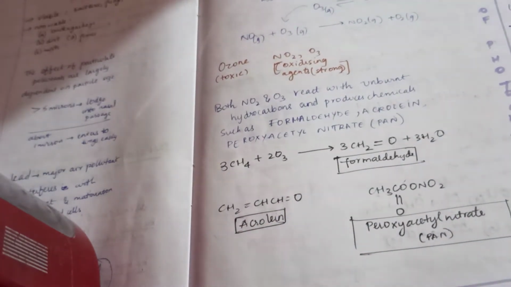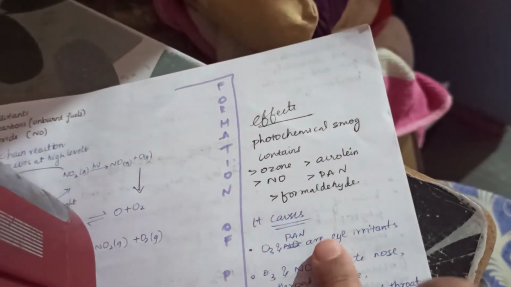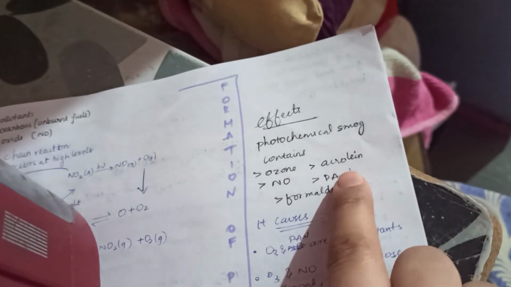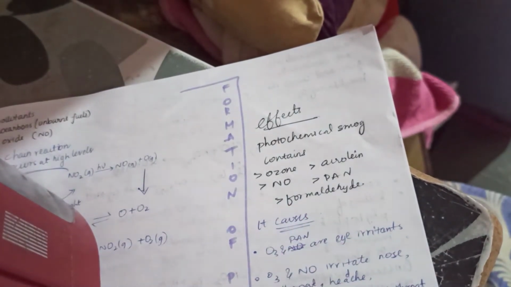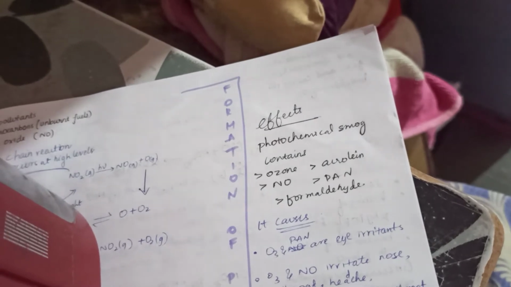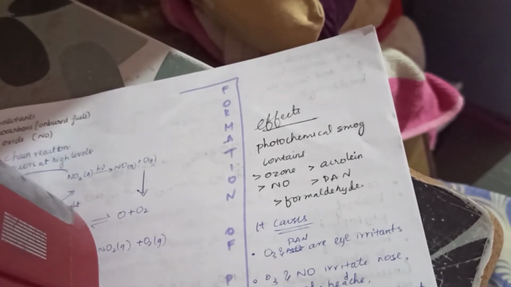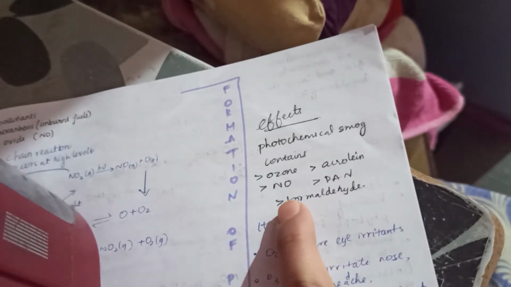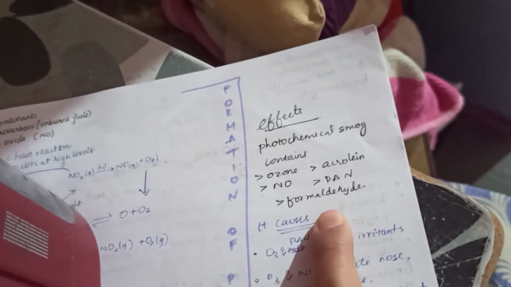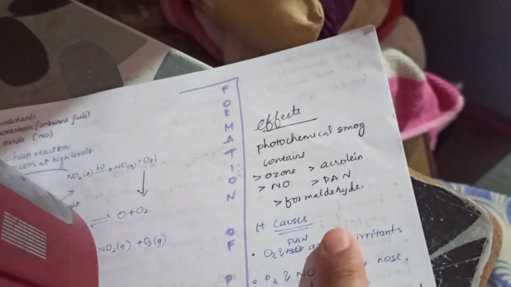Okay, and the effects of photochemical smog. Photochemical smog contains ozone, acrolein, NO, PAN and formaldehyde. This is a very important question because they have asked what the contents of photochemical smog are. Remember: ozone, acrolein, NO, PAN, formaldehyde. What is NO? It is nitric oxide.